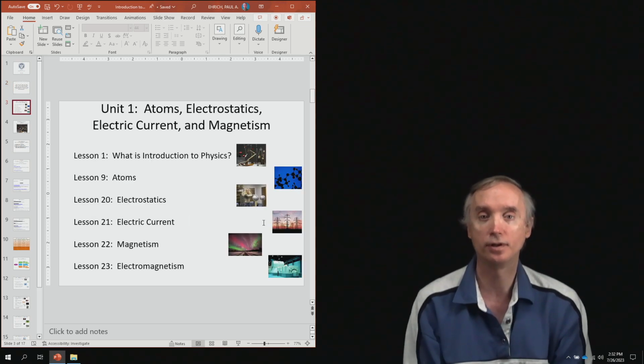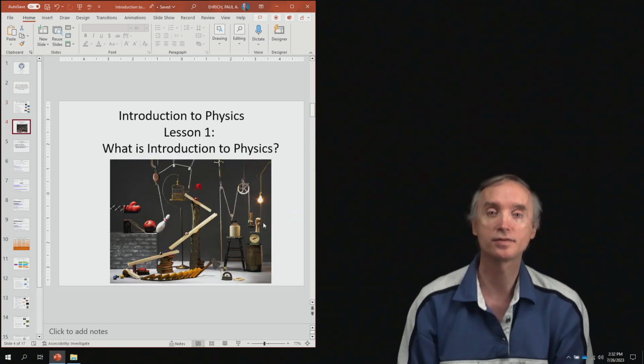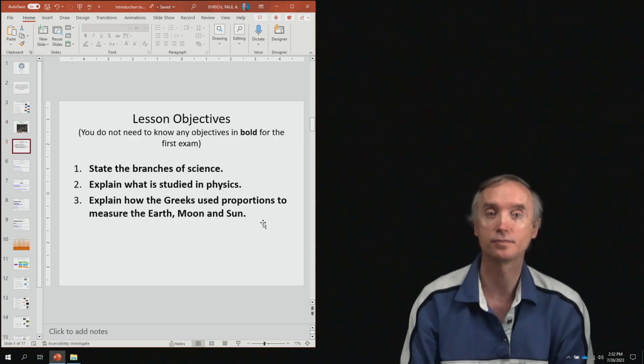So this is going to be unit number 1, which is lesson 1 on what is physics, and then lesson 9 on atoms, and then we go to lesson 20 on electrostatics, and then we'll talk about electric current, magnetism, and electromagnetism. So this is lesson number 1 on what is Introduction to Physics.